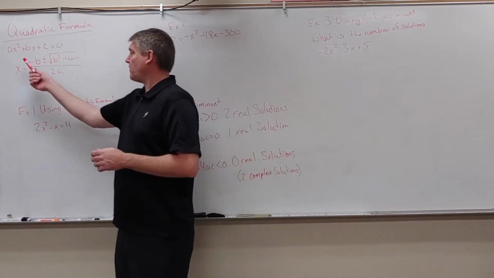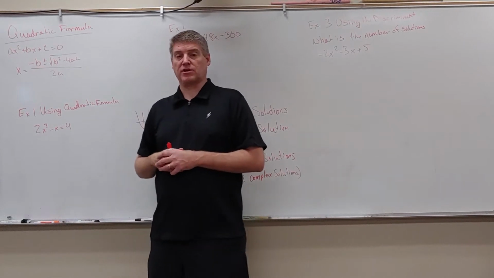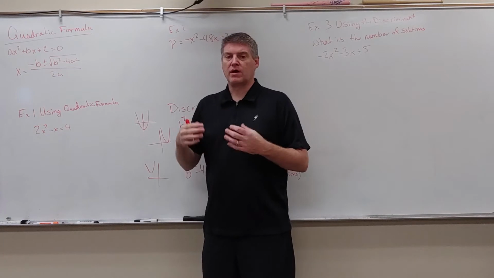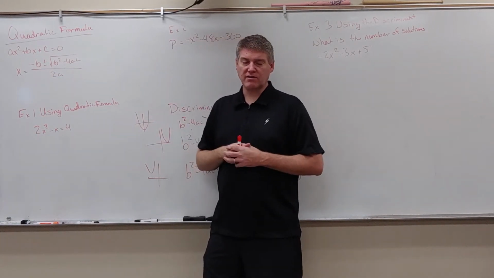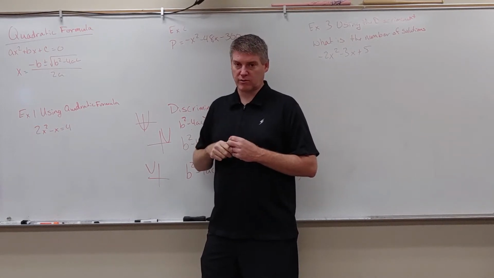Okay, so if I have the equation ax squared plus bx plus c equals 0, and I want to know the values of x that make that 0, I can plug it into this quadratic formula. X equals negative b plus or minus the square root of b squared minus 4ac all over 2a.